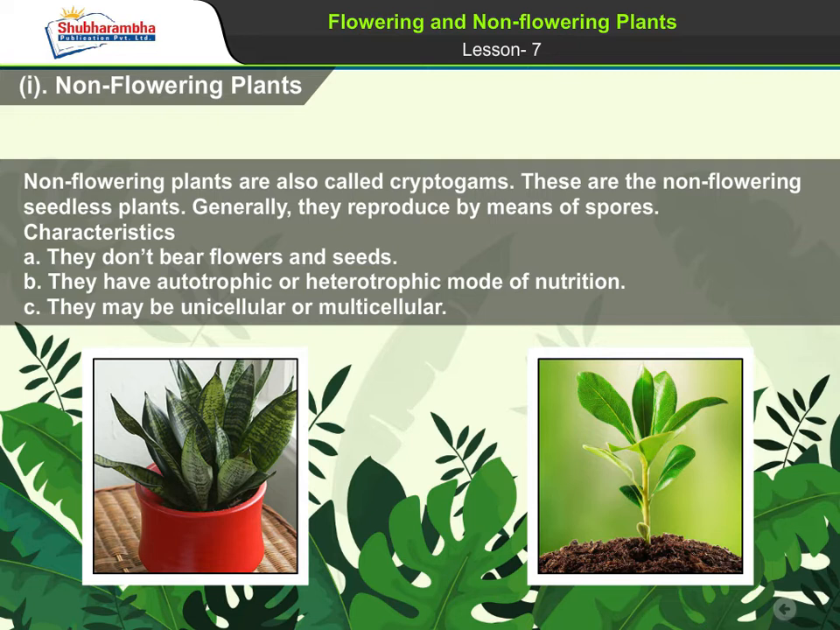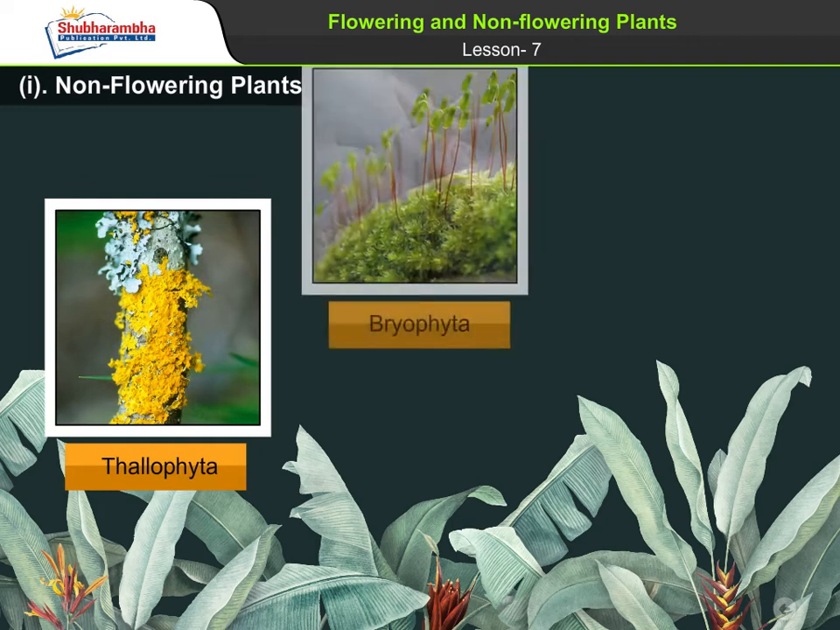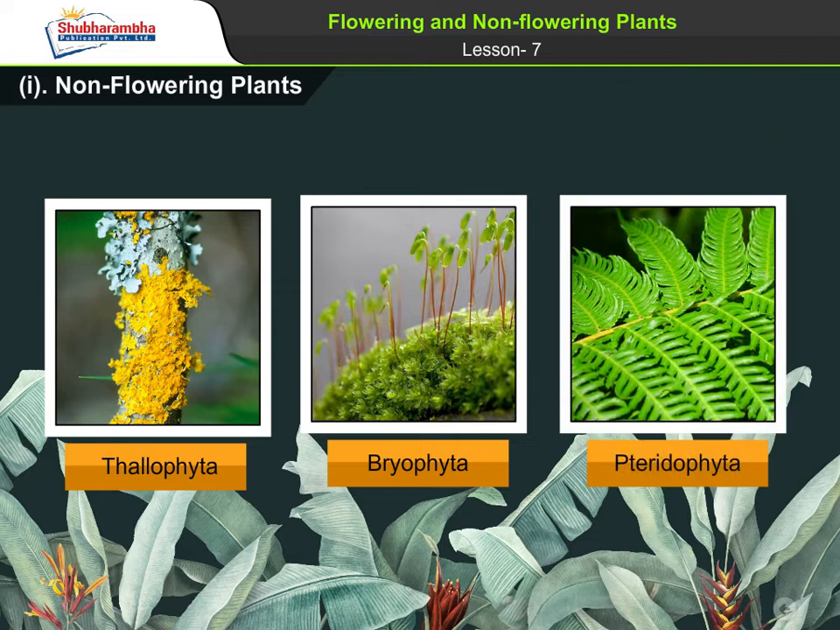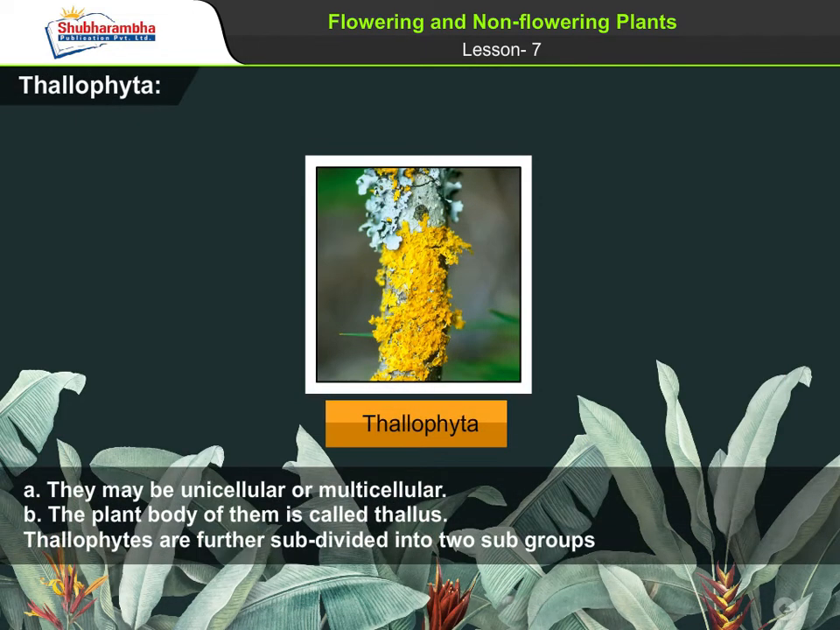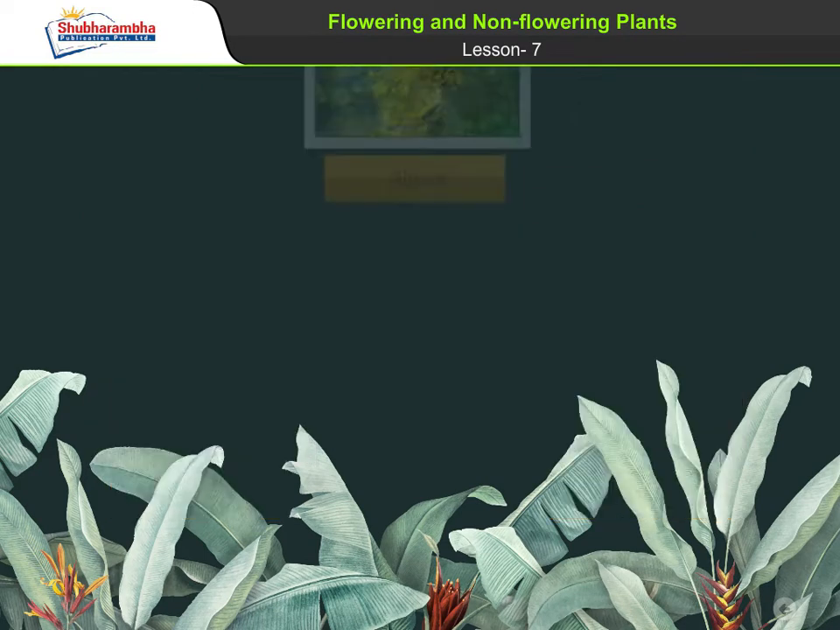They are further divided into three groups. 1. Thallophyta. 2. Bryophyta. 3. Pteridophyta. 1. Thallophyta. A. They may be unicellular or multicellular. B. The plant body of them is called thallus. Thallophytes are further subdivided into two subgroups. 1. Algae. 2. Fungi.